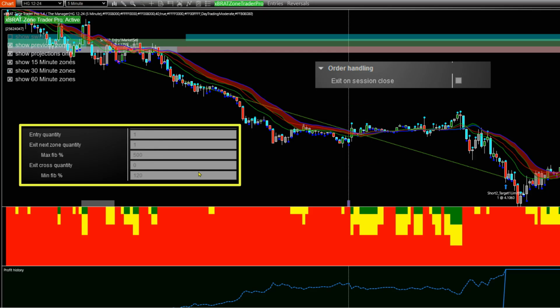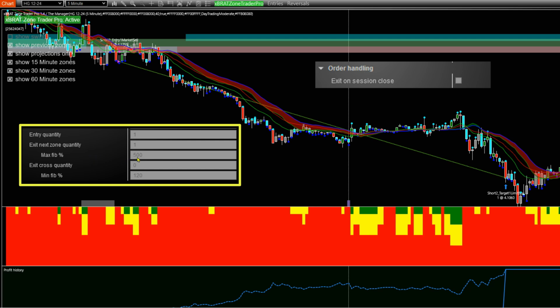So this is an example of a reversal. So it looks like it just keeps going down. But what happens is we push through the zone where my cursor is here. It comes back up to test. Then it reverses and takes the trade. And that's what we're really looking at here. They're the better ones where we push through, we pull back, we find resistance now, which was support, and then it goes. Okay, so we see the entry quantity is 1, exit the next zone quantity is 1, the max fib is 500.